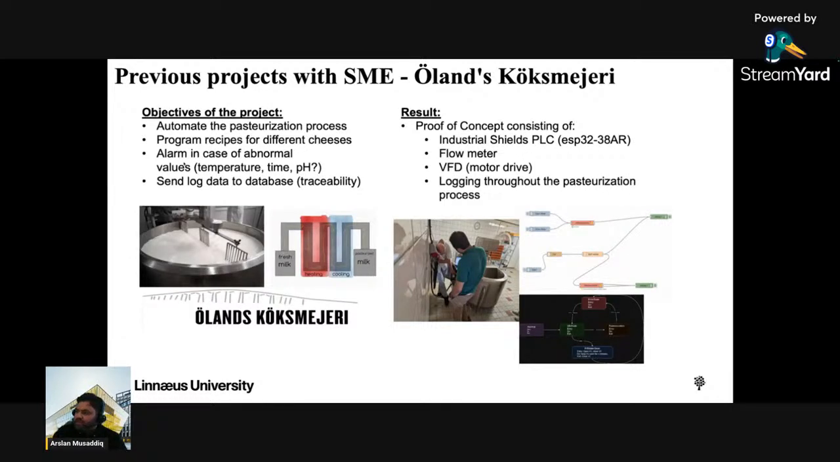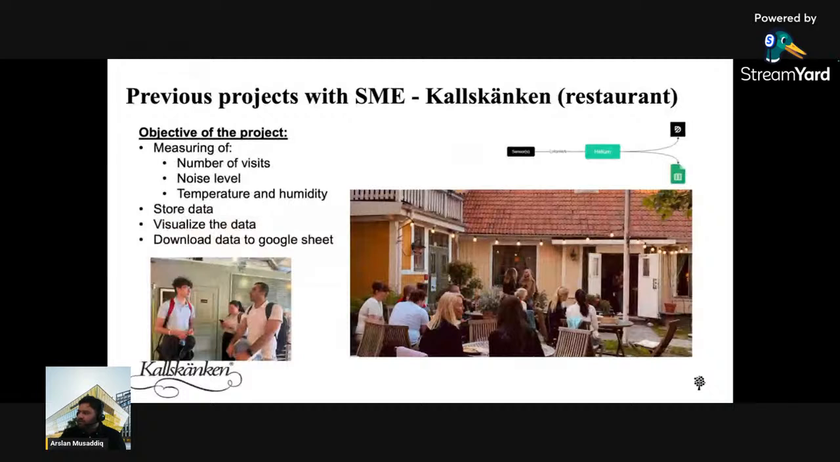And here I can show you another example. It's a restaurant here in Kalmar. They wanted to measure the number of visits, noise level, temperature, and humidity inside the restaurant. And then they wanted to store this data and visualize the data to get a better view of the environment. So we installed all those sensors, and this restaurant was kind of digitalized.